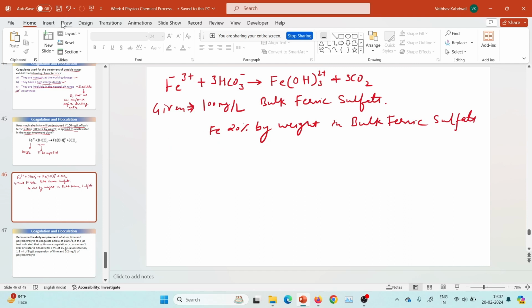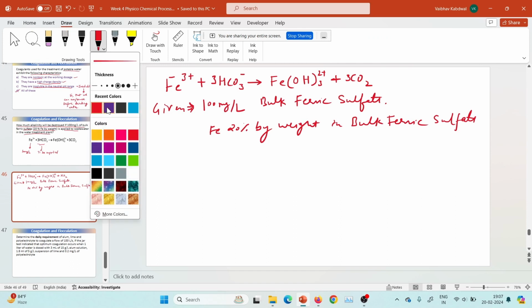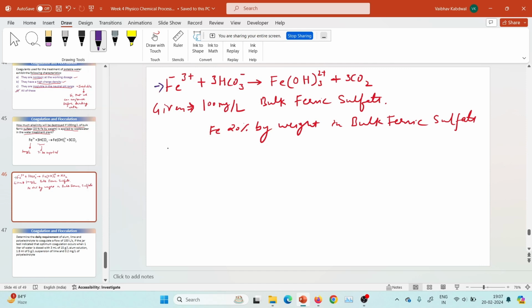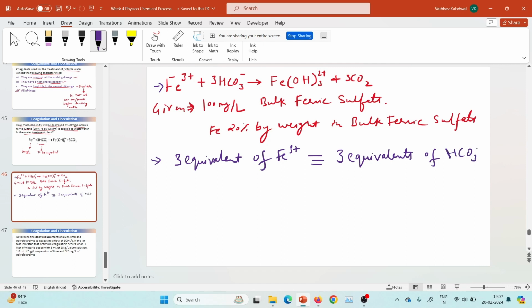So from this equation, we can say that three equivalents of Fe3+ react with three equivalents of SO4 2-, or we can say one equivalent of Fe3+ reacts with one equivalent of SO4 2-. Correct?